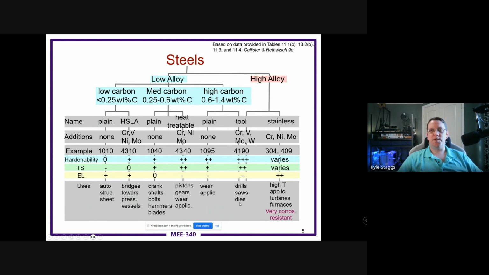So these are great for things like cutting tools, which need to have very high tensile strength, very high hardenability, right? Think about a metal saw blade that's supposed to cut through concrete or something, right? Like something that has to take tons and tons of abuse.